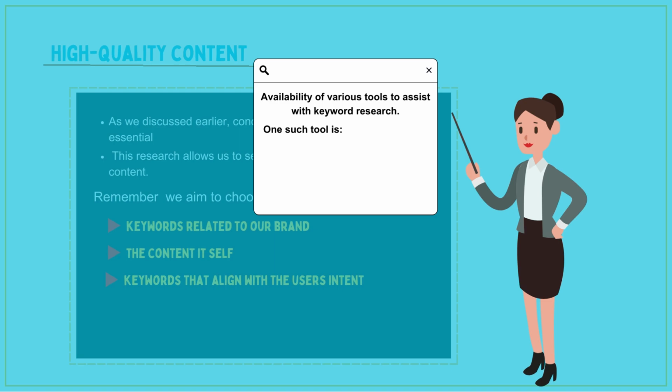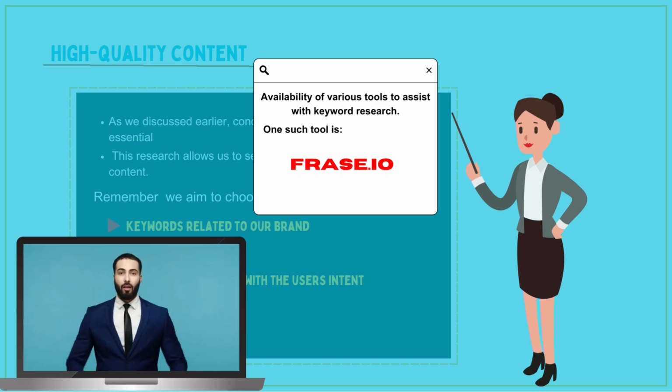In addition to keyword research, there are various tools available to assist with the research process. For instance, one such tool is Phrase.io, which enables quick research on keywords and trends. And if you have any insights or recommendations regarding research tools for keyword research, feel free to share them in the comments section. We value your perspective and would love to hear about any tools you find more effective than Phrase.io.